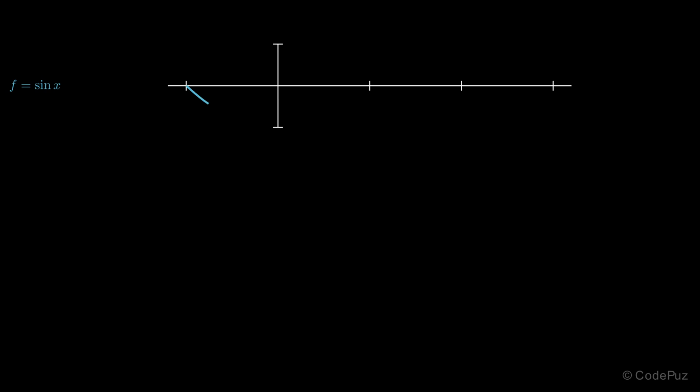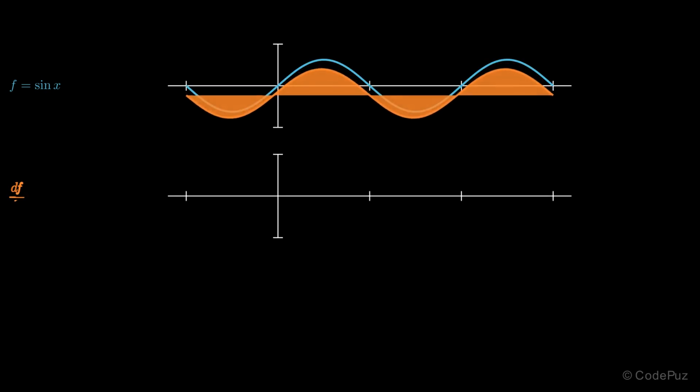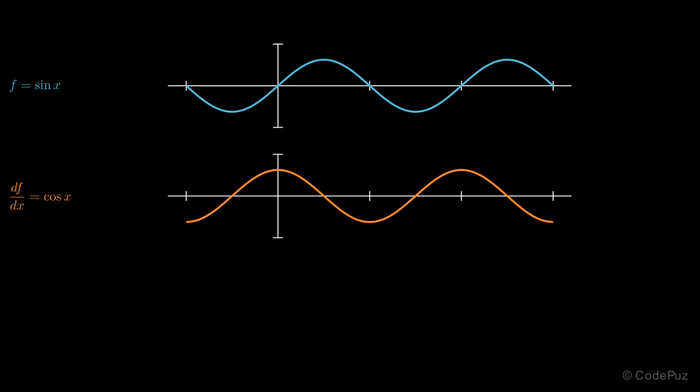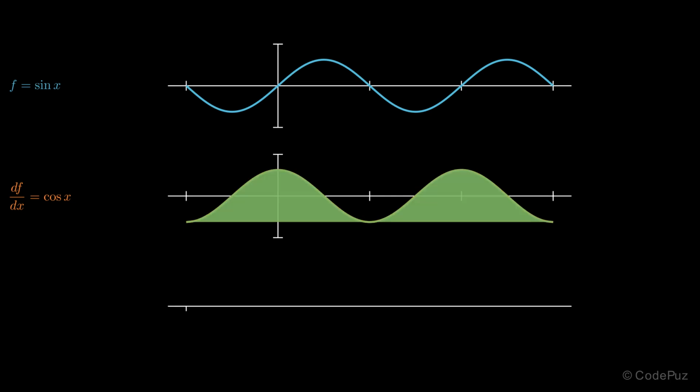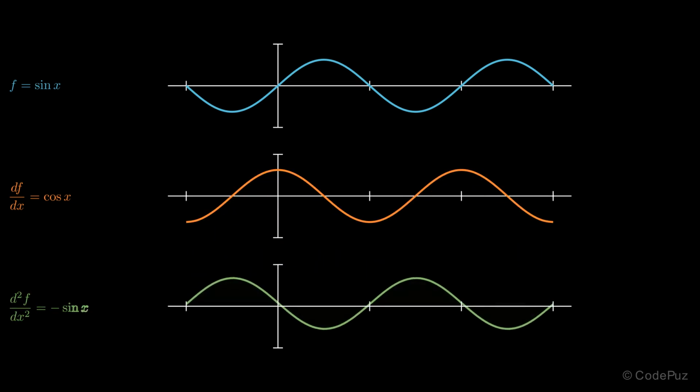Feed in a sine wave. Its slope is a cosine wave. The very same wave, only slid to the left by a quarter turn. Differentiation didn't reshape it, it marched it forward. Differentiate once more, and it slides again, landing on negative sine. Each derivative is the same wave, nudged another quarter turn to the left.